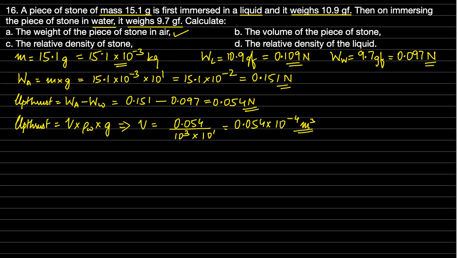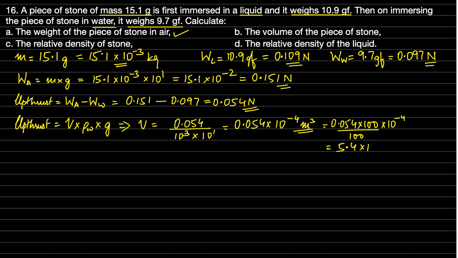We can actually multiply and divide by 100. So when we multiply and divide by 100, we get this as 0.054 into 100 divided by 100 into 10 to the power of minus 4. Now 0.054 into 100 gives us 5.4, and divided by 100 goes to the numerator, becomes 10 to the power of minus 2. So 10 to the power of minus 4 into 10 to the power of minus 2 gives us 10 to the power of minus 6 meter cube.